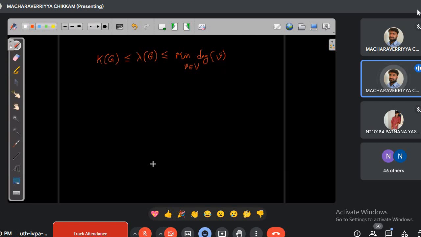But I hope these topics are not given in the reading material: edge connectivity, vertex connectivity. And similarly, there is another concept, that is 1-connected, 2-connected, k-connected.